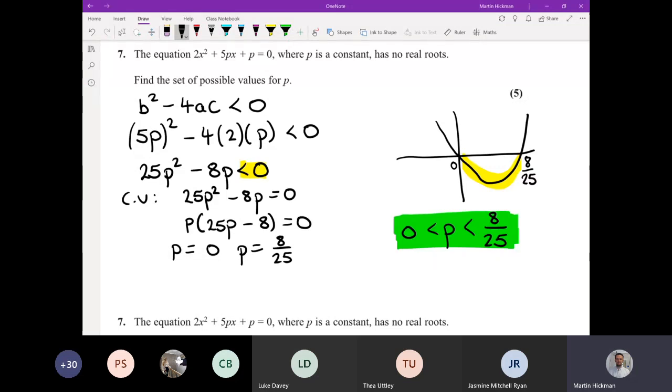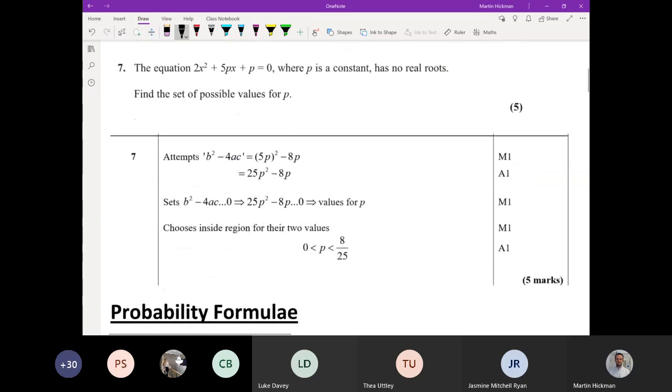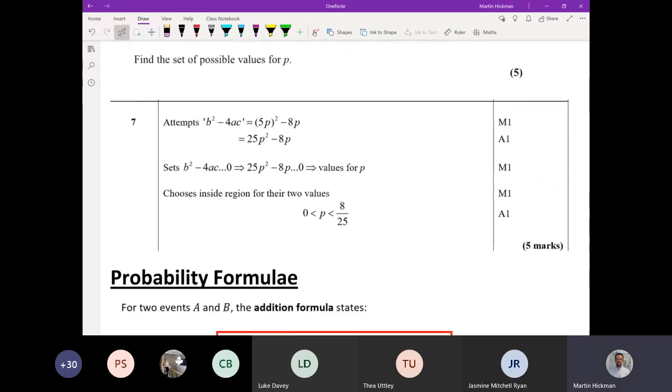So we just leave it like this. Some of you gave me it as 8 over 25 is greater than p, which is greater than 0. That is technically correct, but we prefer to write it like this, how I've done it here. If you did it on the form, it would have told you it was wrong. Technically it is right, but we tend to prefer in maths to write it that way instead. And that's how you get the 5 marks from the mark scheme.